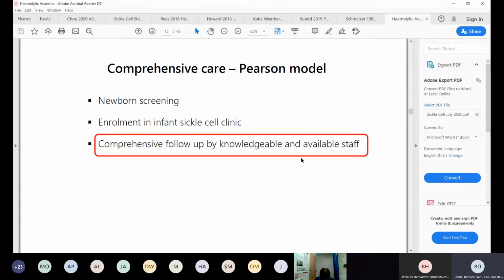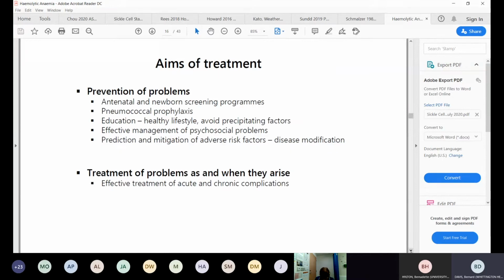Now, this is really very important because a lot of the difficulties around the care of these patients, particularly adult patients, revolves around this particular thing or lack of it. And I'll come to that later. So what we aim to do, the idea is to link antenatal and newborn screening programs with effective clinical care. So here we try and prevent problems. So a lot of the care is largely preventative, educating the patient, try to get them to avoid precipitating factors.